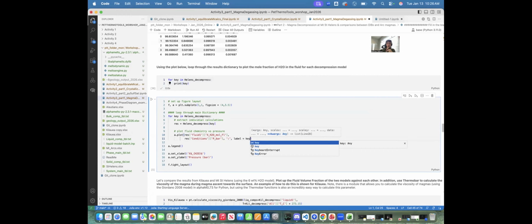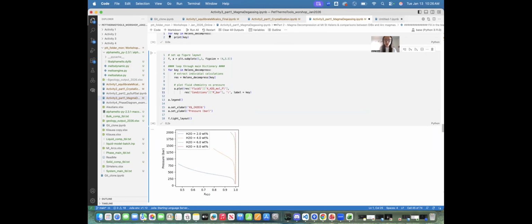And so each loop, what this is doing is it's going to take one of the calculations we ran. So we ran 4 calculations. It's going to plot the fluid chemistry against pressure and label it by the name of the calculation. Then it's going to loop through and do that for the second one, and then for the third one. So res here is just one calculation, but each time it's going to be a different calculation. Okay, so for each calculation, we're going to take the fluid, plot the mole fraction of water in the fluids against the pressure of the system, and label it by the name of the calculation.